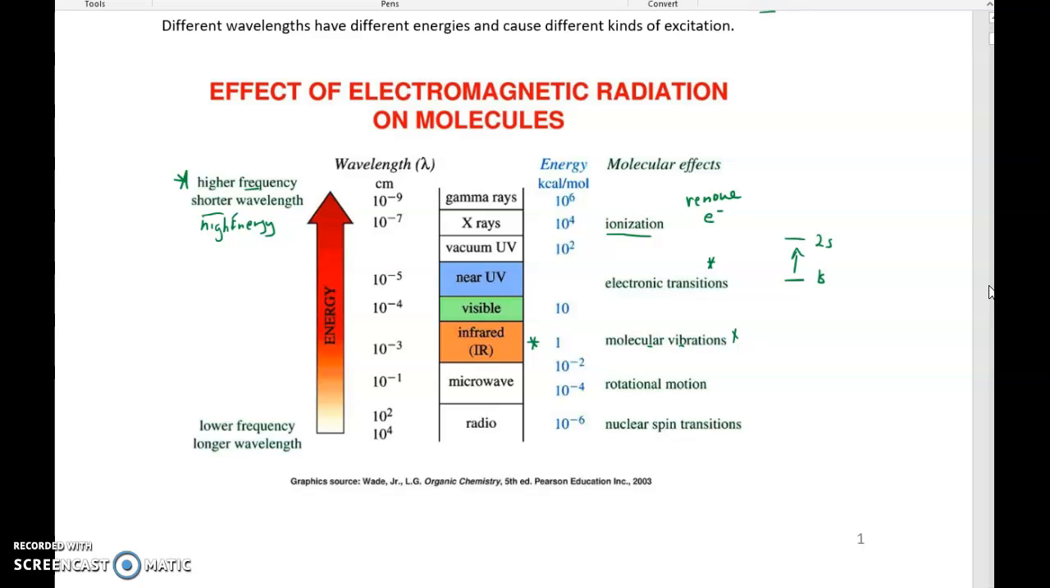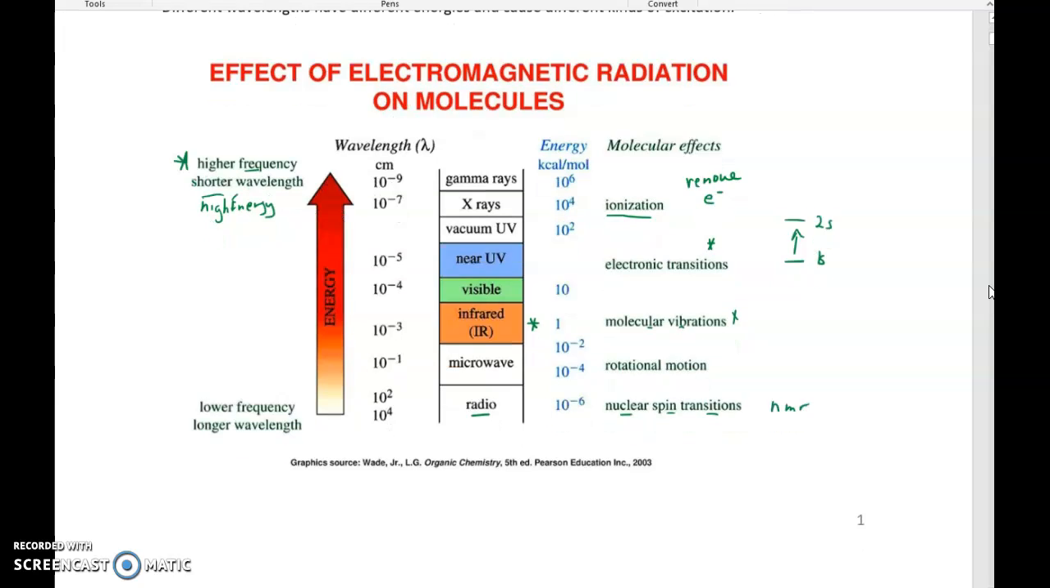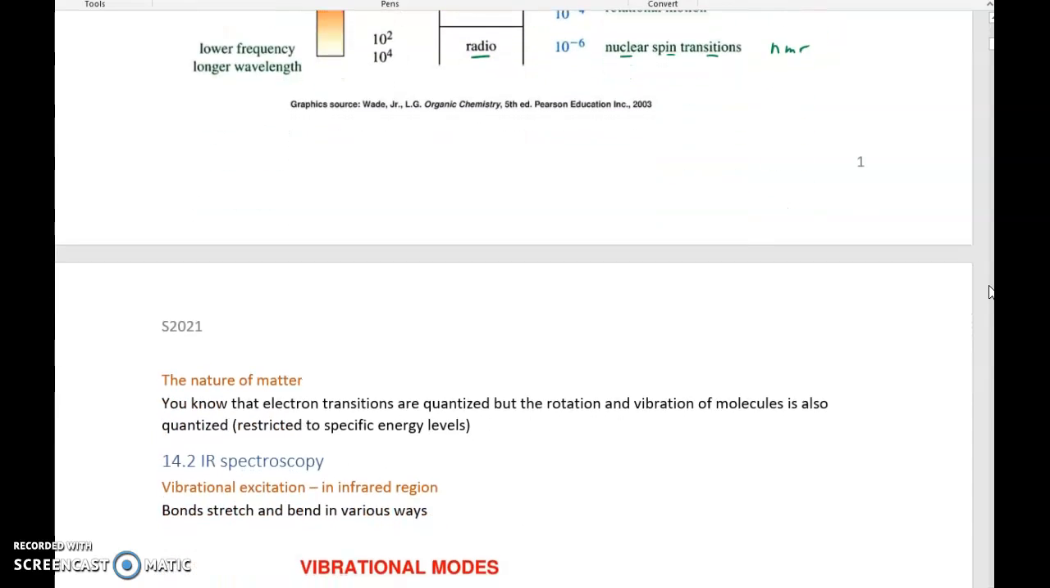And microwave has even less energy. It causes rotational motion. Lastly, radio waves are involved with nuclear spin transitions, and this is going to be our NMR, and we're going to be able to look at the actual location of our different molecules using that. That's the next chapter though, so don't worry about that now.